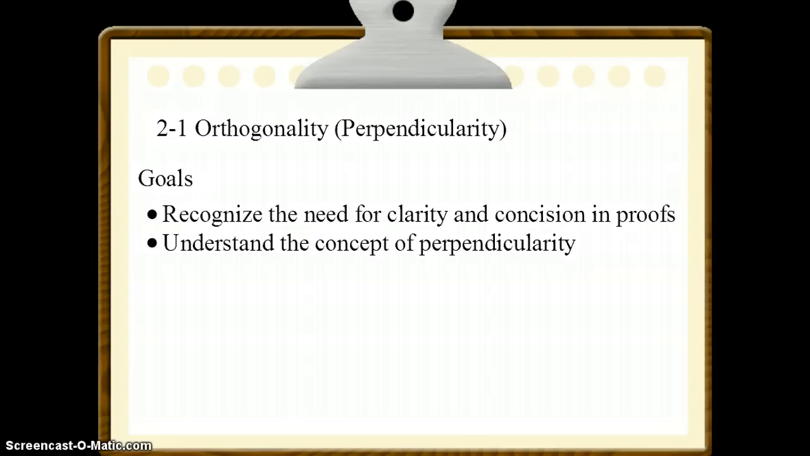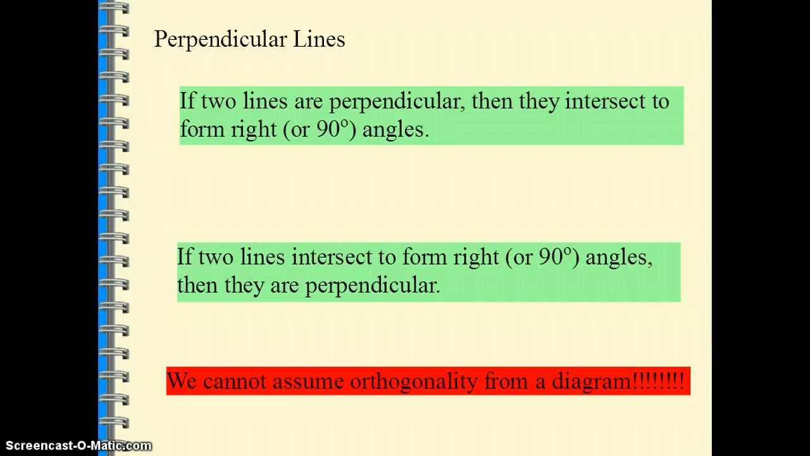Now, in your algebra experience, you have learned the definition of perpendicular lines to be two lines that have opposite reciprocal slopes, which is still true in geometry. However, we're going to focus on another aspect of perpendicular lines, the way they intersect and the angle they make when they intersect. If two lines are perpendicular, then they intersect to form right angles or 90-degree angles.